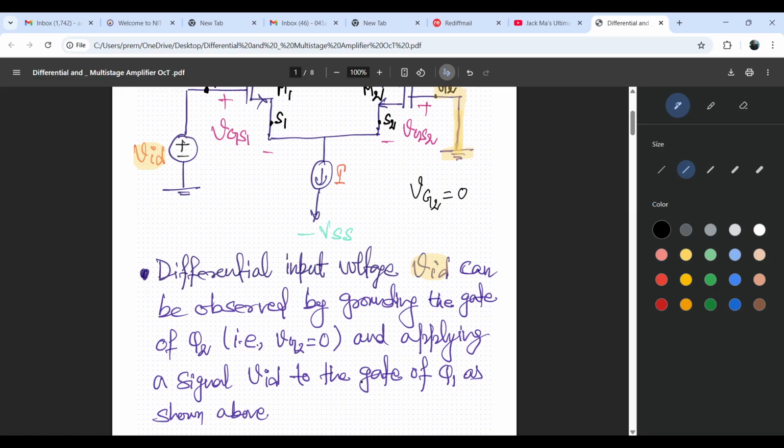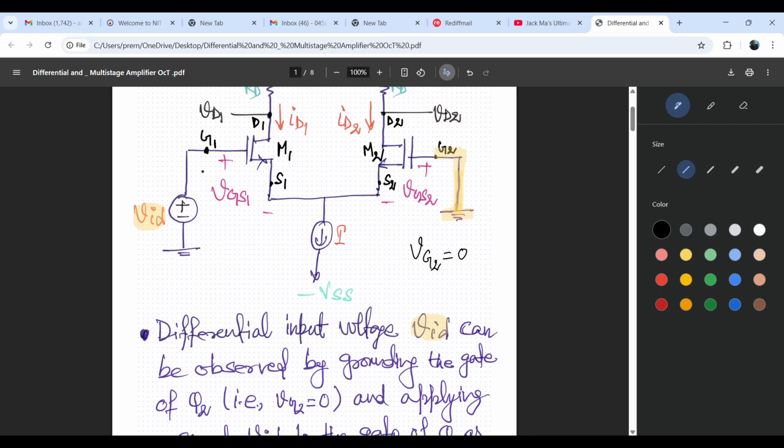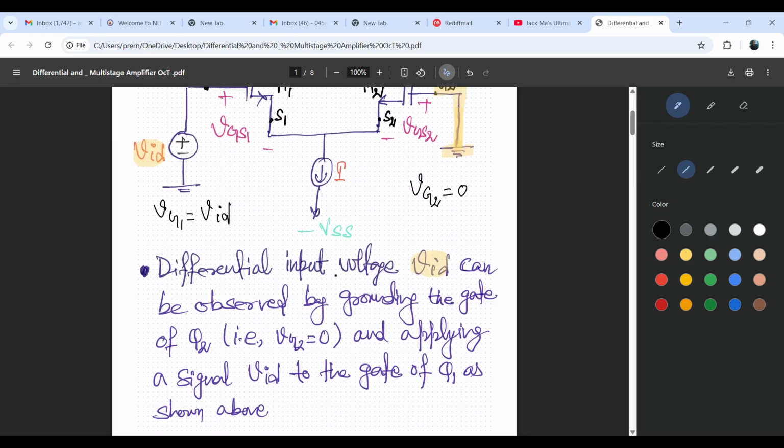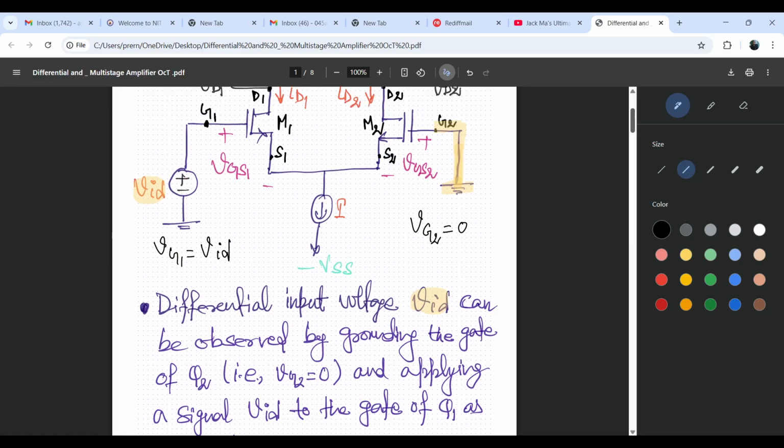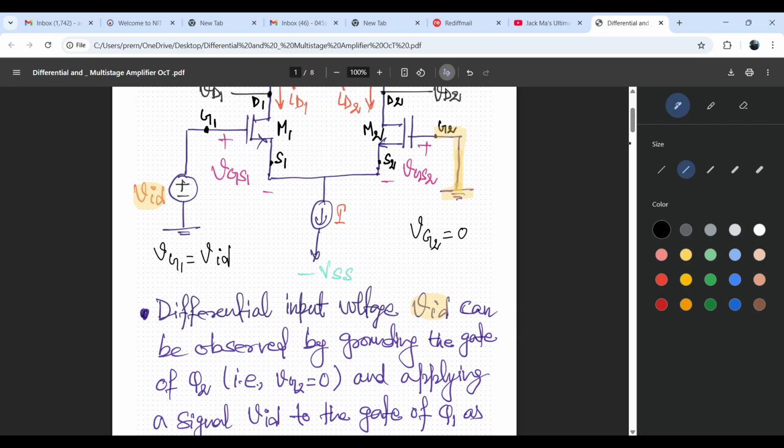Further, we apply a signal VID to the gate of Q1. This is the gate of Q1. Through that gate of Q1, we are applying a voltage VG1, which is simply our VID. So this statement is clear: the differential input voltage VID is applied by grounding the gate terminal of the M2 transistor and giving the differential voltage VID at the gate of transistor Q1.